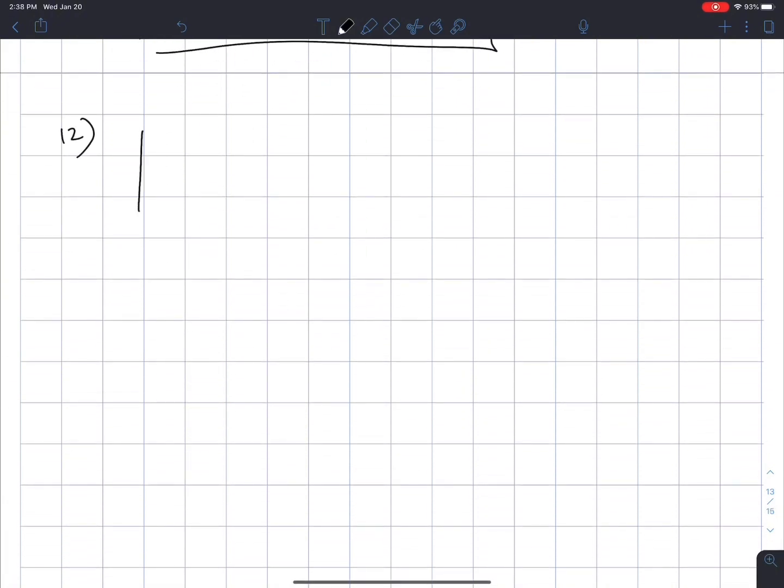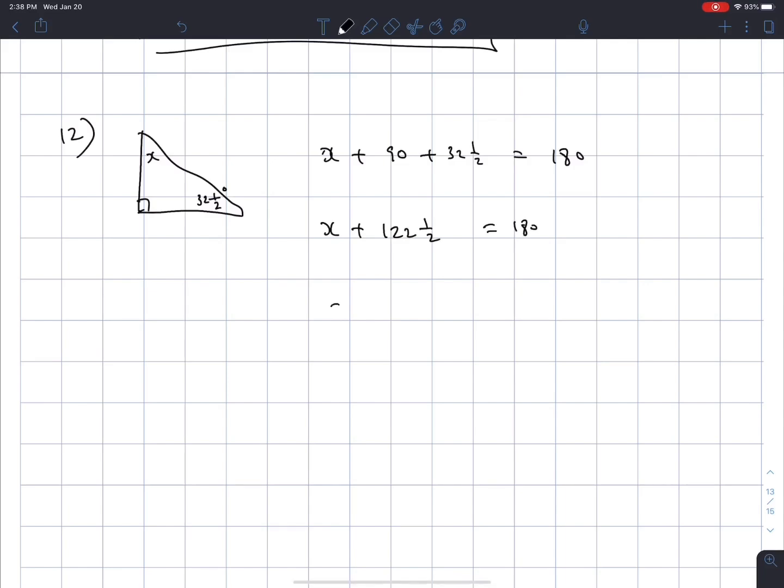Right triangle. So we have a right triangle. And one of the acute angles, acute means less than 90, is 32.5 degrees. What is the degree of the other acute angle? We'll just let that be x. So x plus 90, the 90-degree angle, plus 32.5 must add to 180. So the sum of all the angles in the triangle must add to 180. I can simplify first. 90 plus 32 is 122. And then we still have the half equals 180.